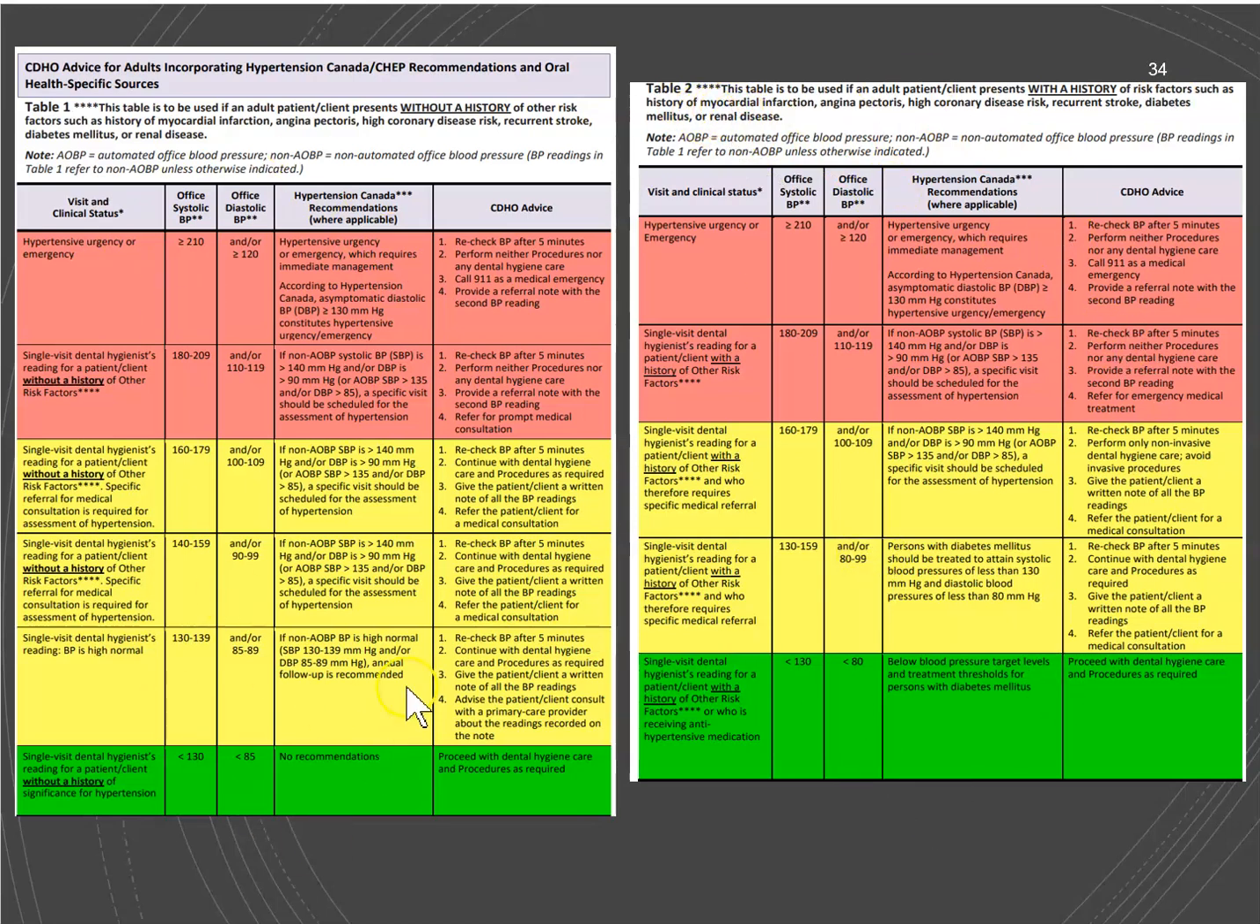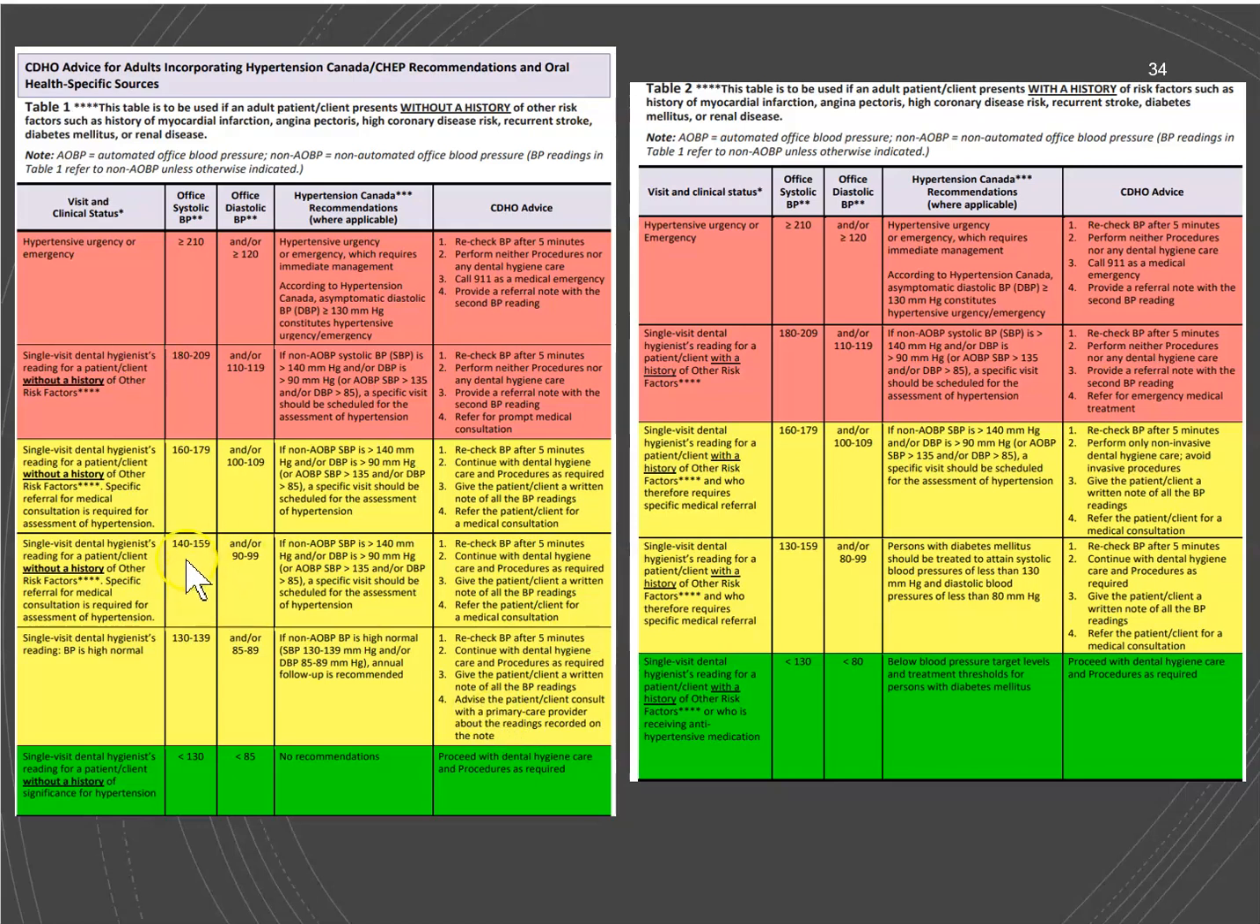And let's just assume you have a healthy client. Then anything under 130 and anything under 85, we are okay to proceed. But if the systolic is between 130 to 139 and diastolic is 85 to 89, they're in the yellow zone. And the yellow zone means you would retake the BP after 5 minutes, typically on the opposite arm. And then if it's within that range, you can continue, but make sure you record all the BP readings, and you tell the client to follow up with their doctor.